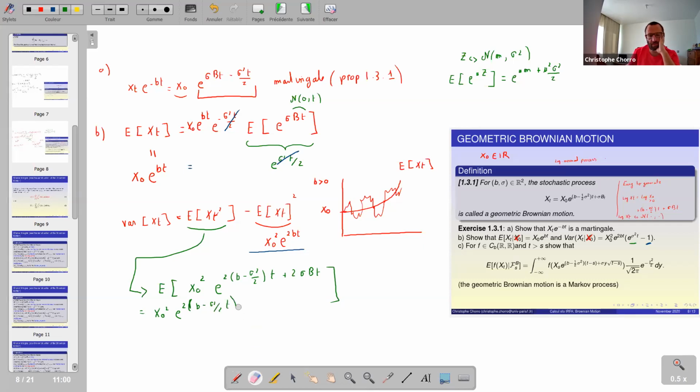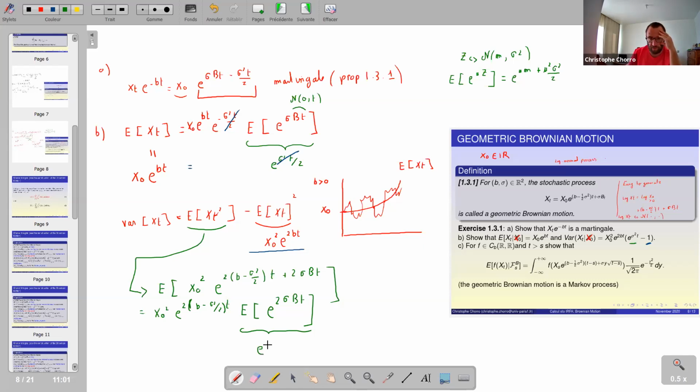Excuse me, it's not this one, okay. And I have to compute the expectation of 2 sigma Bt. Once again, in order to compute this term, we are going to use this one for u equal to 2 sigma, m equal to 0, and sigma square equal to t. So I obtain here what I obtain. U is equal to 2 sigma, m equal to 0.